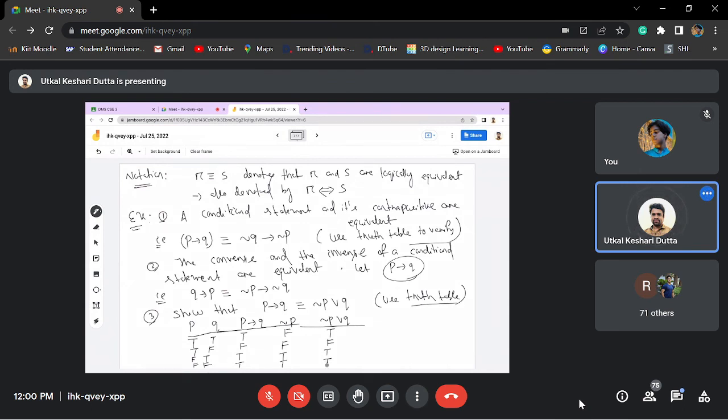See the column P conditional Q: true, false, true, true. See the column negation P disjunction Q: true, false, true, true. These two columns have the same truth values, so they are identical. As we know, if two compound propositions have the same truth values, then they are equivalent. So we can conclude that P conditional Q is equivalent to negation P disjunction Q. Clear?